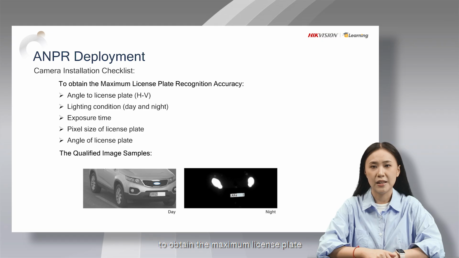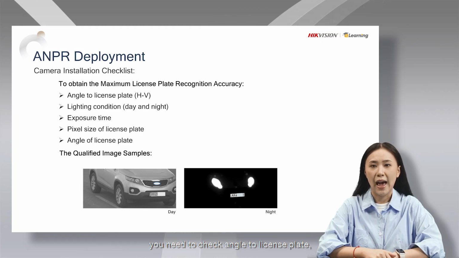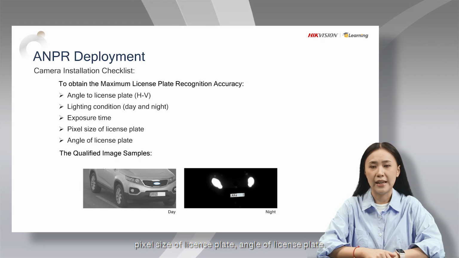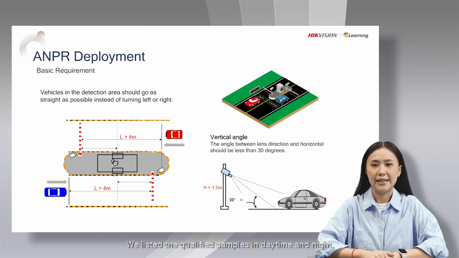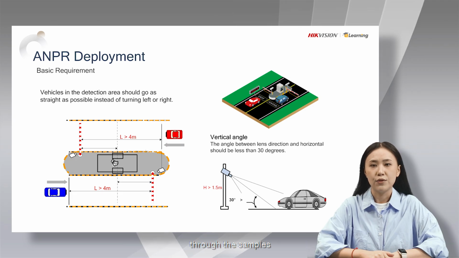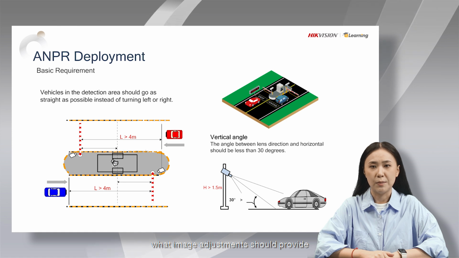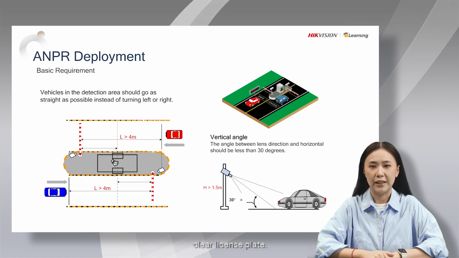To obtain the maximum license plate recognition accuracy, you need to check the angle to the license plate, lighting condition, exposure time of the camera, pixel size of the license plate, and angle of the license plate. We listed qualified samples in daytime and night. Through these samples, you can definitely know what image adjustment should be made to provide a clear license plate.